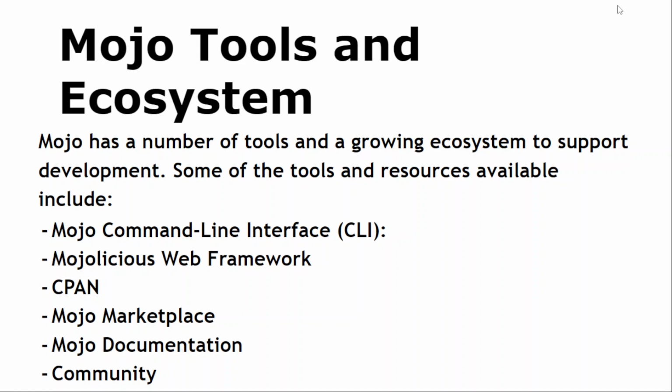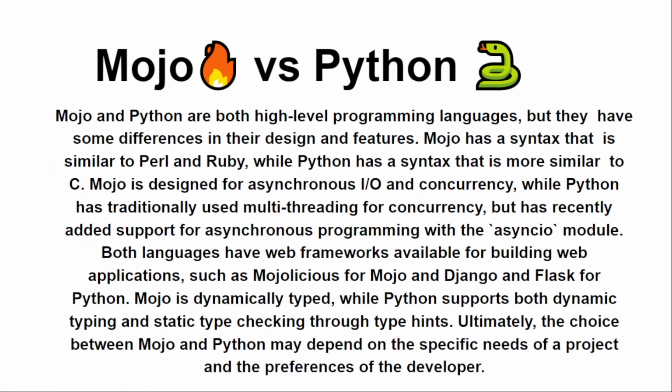Some of the tools and resources available include Mojo Command Line Interface, CLI, Mojolicious Web Framework, CPAN, Mojo Marketplace, Mojo Documentation and Community. Python is a widely used programming language due to its popularity and ease of use. However, its performance and deployment problems have been a concern for some time. Mojo, on the other hand, is a new programming language that addresses these issues. It is based on Python, but offers better performance and deployment capabilities, making it a better choice for performance-critical applications.